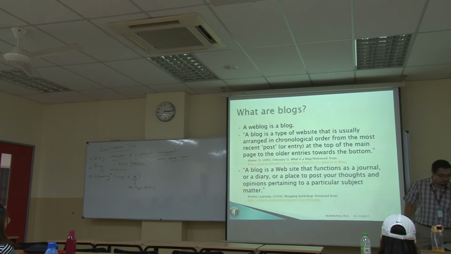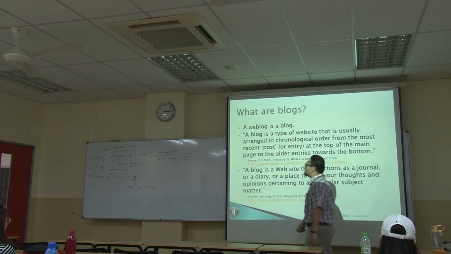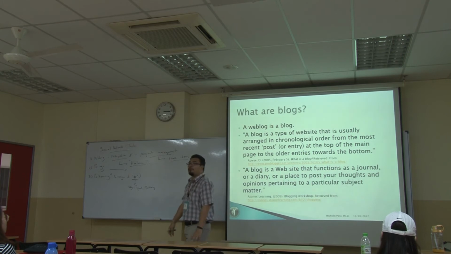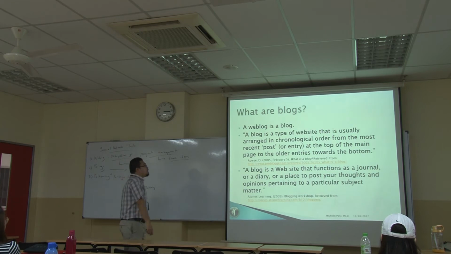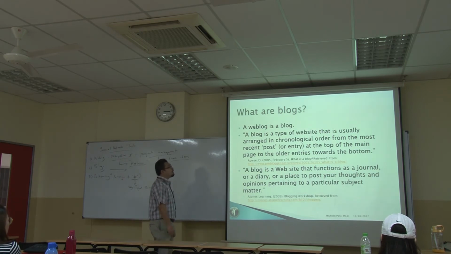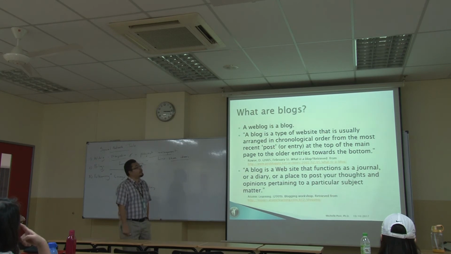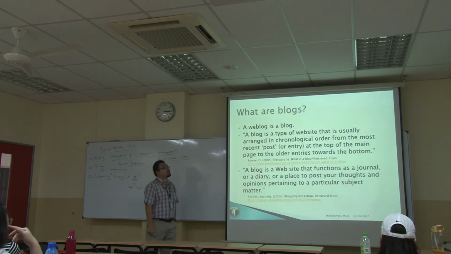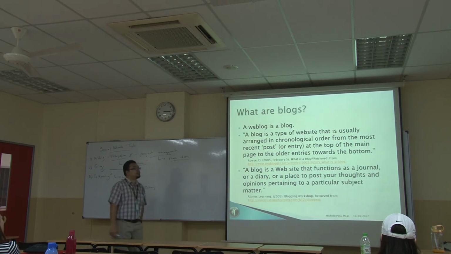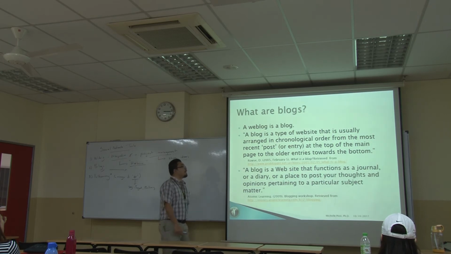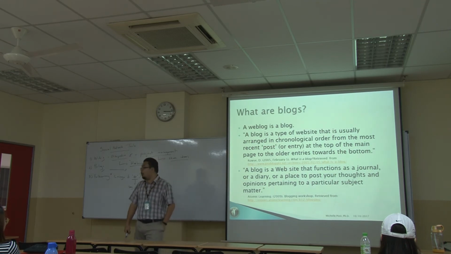So what are blogs? Essentially, blog is a short form of the word weblog. It refers to a type of website that is usually arranged in chronological order from the most recent post or entry at the top of the main page to the older entries towards the bottom. That is essentially what a blog is. And a blog is also a website that functions as a journal or a diary or a place to post your thoughts and opinions pertaining to a particular subject matter.